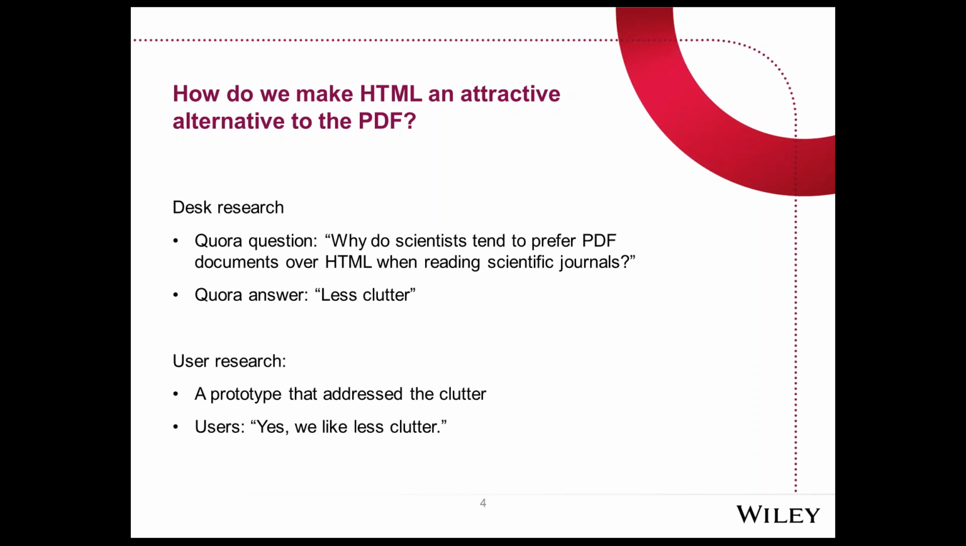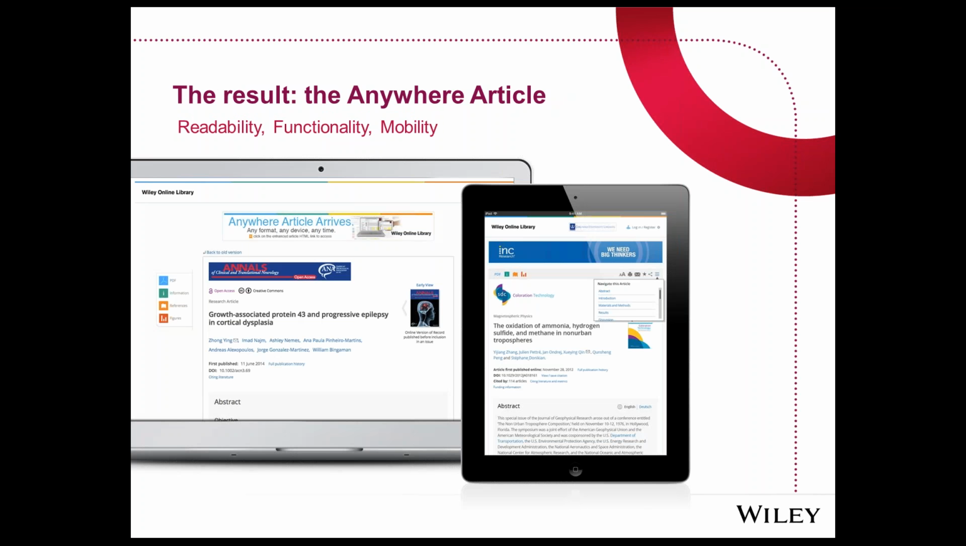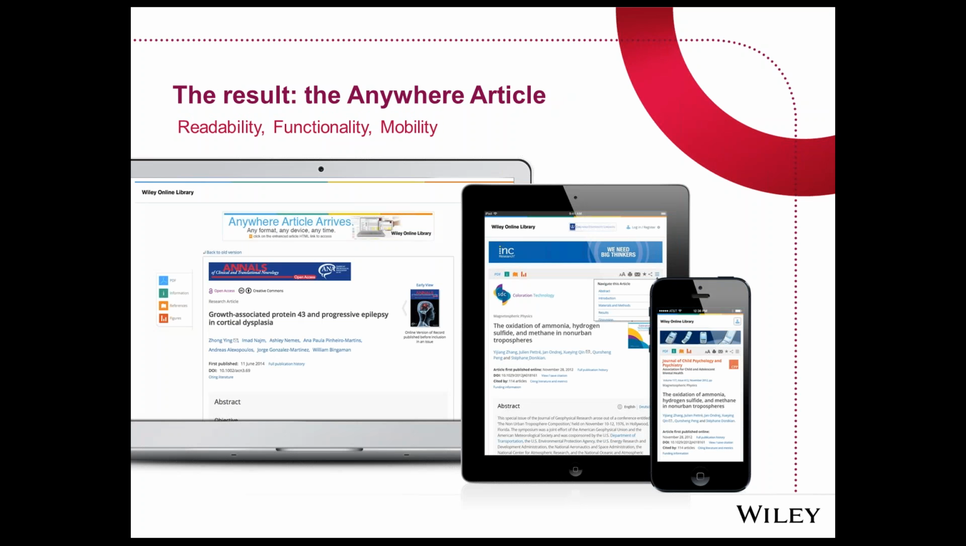Some usability testing around the world on that prototype, and the users all agreed, yes, we like less clutter. We do like this version of the HTML because it looks more like the PDF. So what we came up with was the Anywhere article, which focused on three things: readability, functionality, and mobility. And we thought all of these things just kind of addressed what we had heard from users about what they didn't like about the HTML.